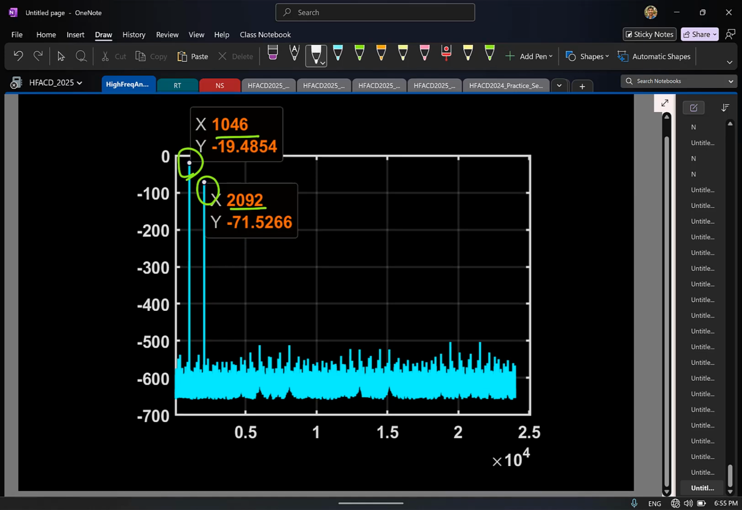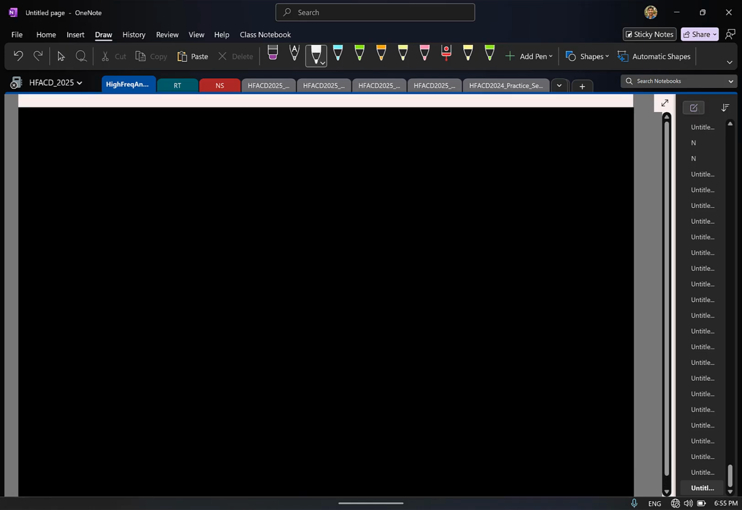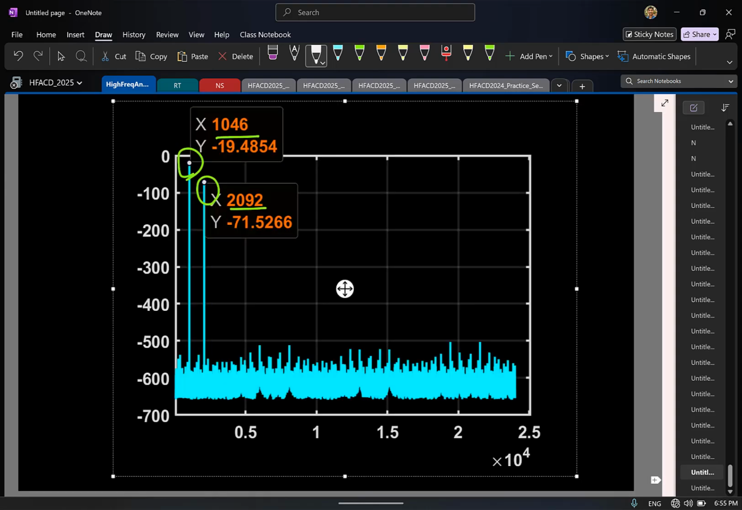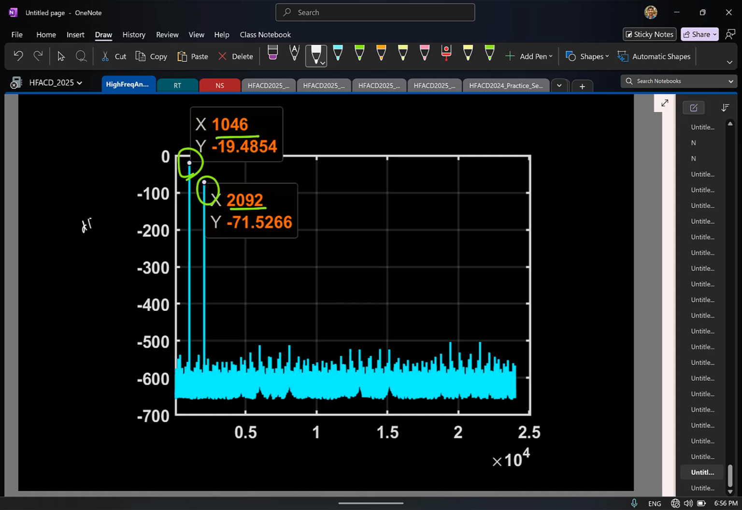Cool. So now at least we know, if you take a spectrum, what are the x and y axes? X is frequency. What is y? This is the magnitude of the sinusoid, in decibels actually. This is minus 19 dB, so roughly minus 20 dB.